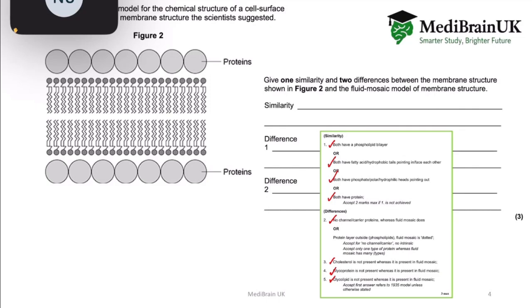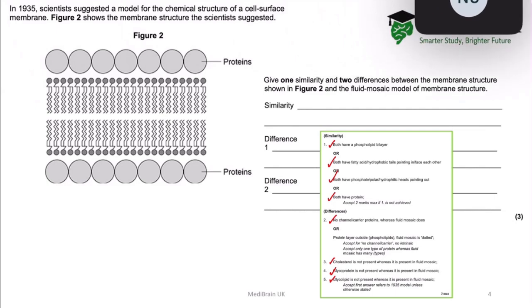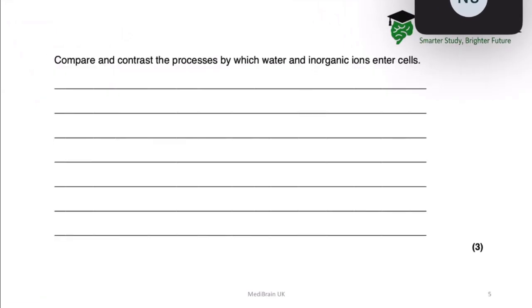Now, the next question, we're just going to move on. If you have any questions at any point, remember you can let me know. This is the next question. It says, compare and contrast the processes by which water and inorganic ions enter cells.